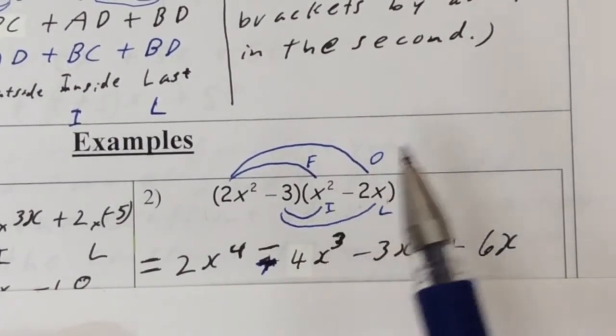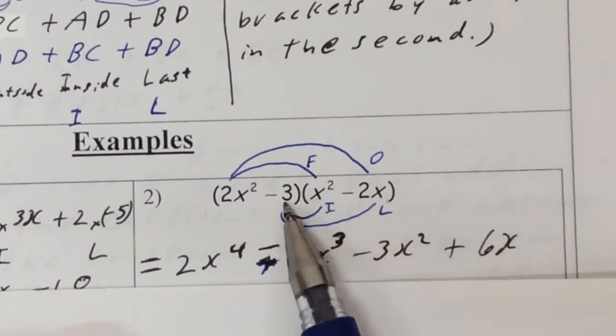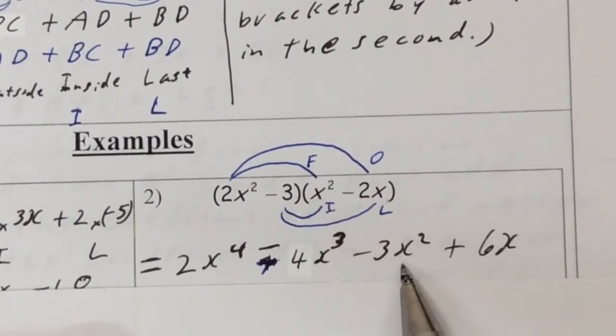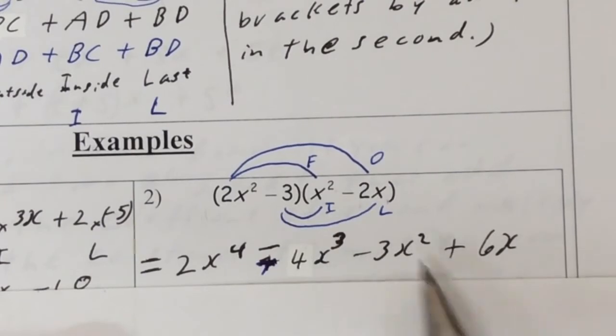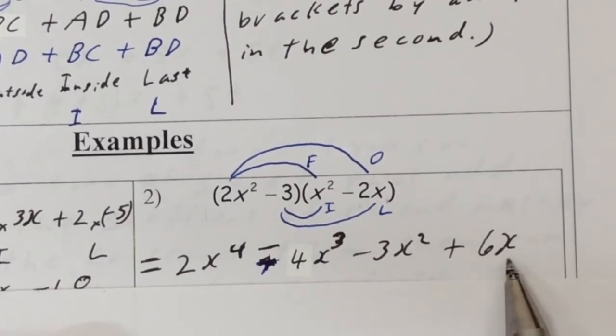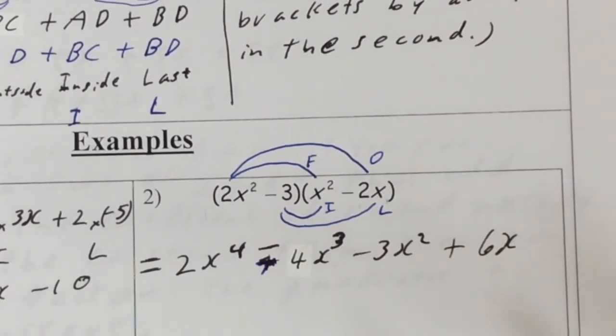Okay? And then the inside is negative 3 times x squared, negative 3x squared. And last is negative 3 times negative 2x, which gives you positive 6x. Okay? And there are no like terms to collect here.